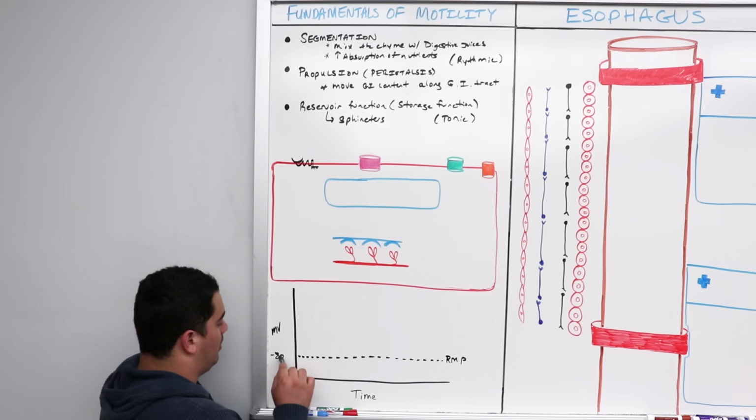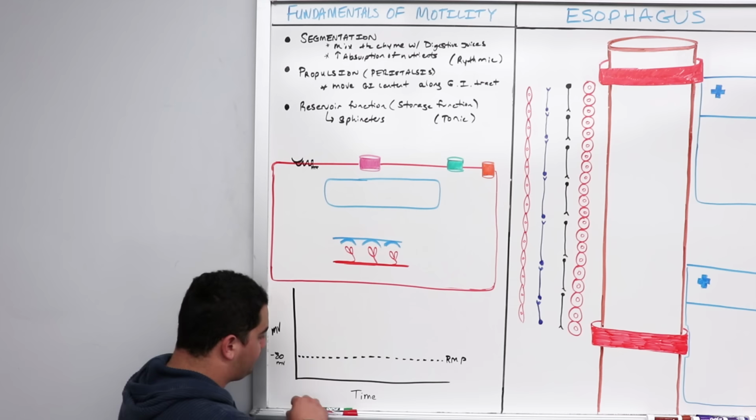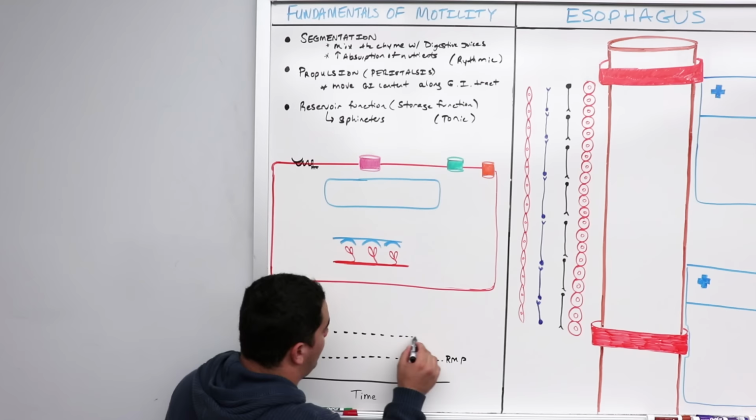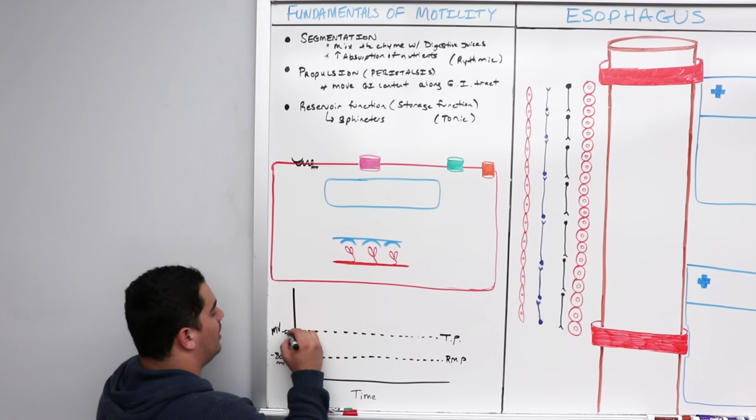That's what we used for the other smooth muscle video. So let's assume that it's like negative 80. And then let's say that there is another point, which is the threshold potential. And let's assume that that's pretty constant, and that it's negative 55 millivolts.